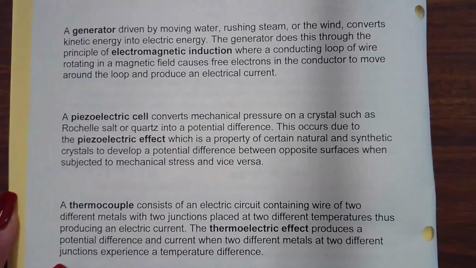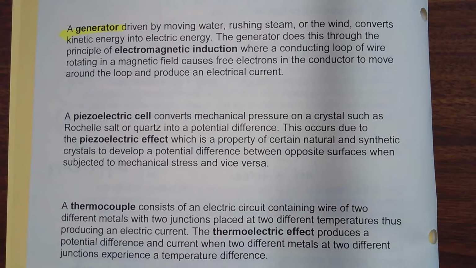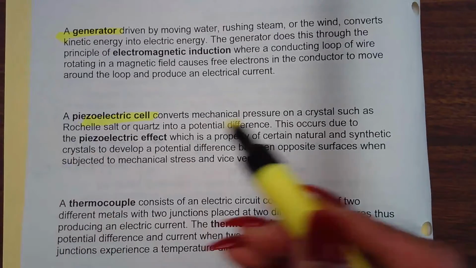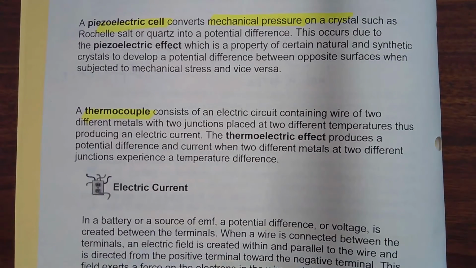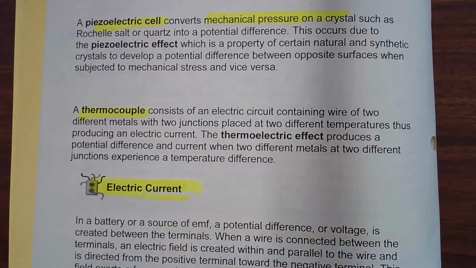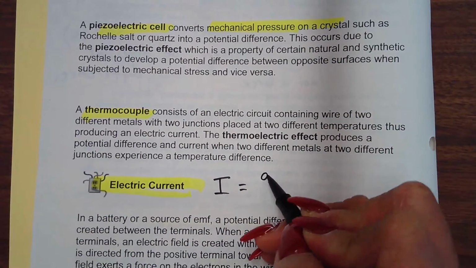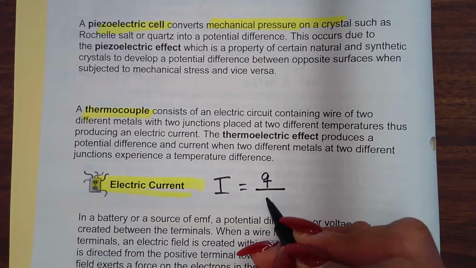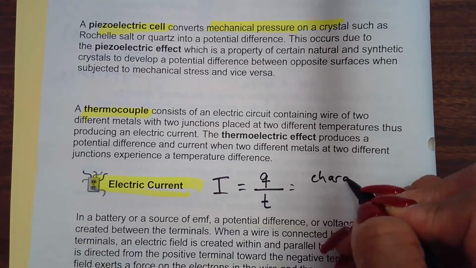A generator basically converts something moving into electrical energy, so kinetic energy to electrical energy is what generators do. A piezoelectric cell uses mechanical pressure on a crystal, and a thermocouple uses a difference in temperature. Let's talk about electric current. Electric current is I, and we just talked about how it is a flow of electrons. Flow of electrons creates a charge, and how fast they flow results in current. So this is essentially charge over time.